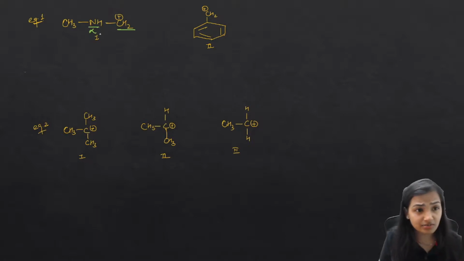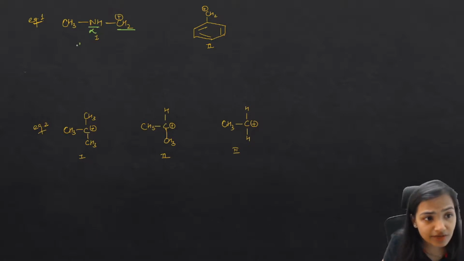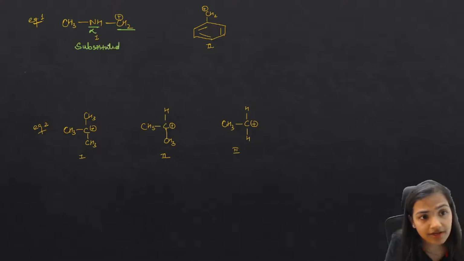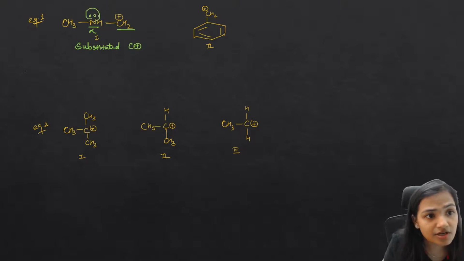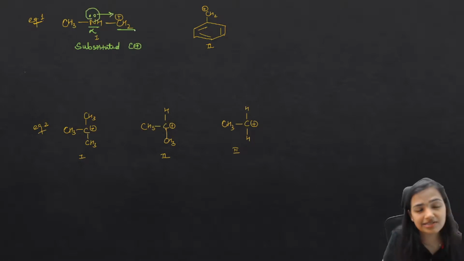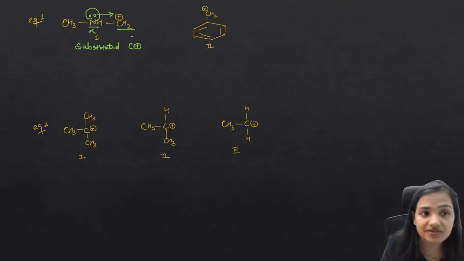This is other than carbon. This is some kind of atom. So I would first say that this is a substituted carbocation. And what will the substituted carbocation do? Here we do have a lone pair. So I can simply see that there is a synergetic effect. Because of the synergetic effect, the back bonding, there will be stability.